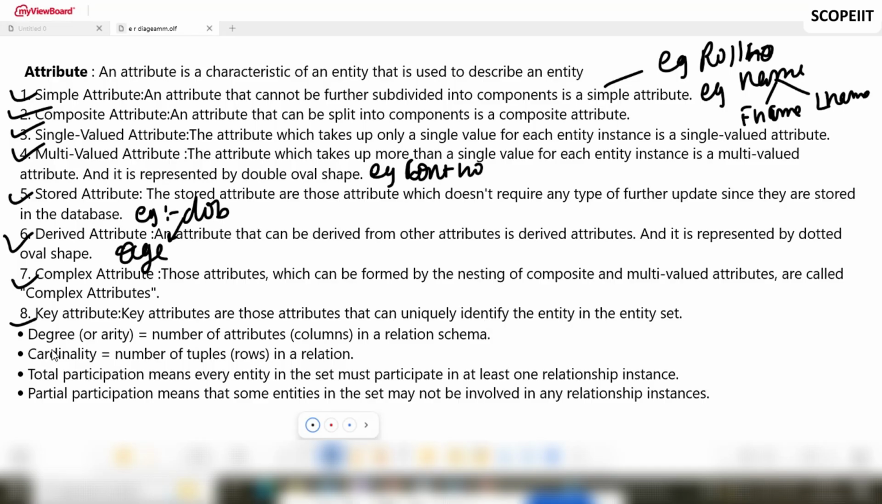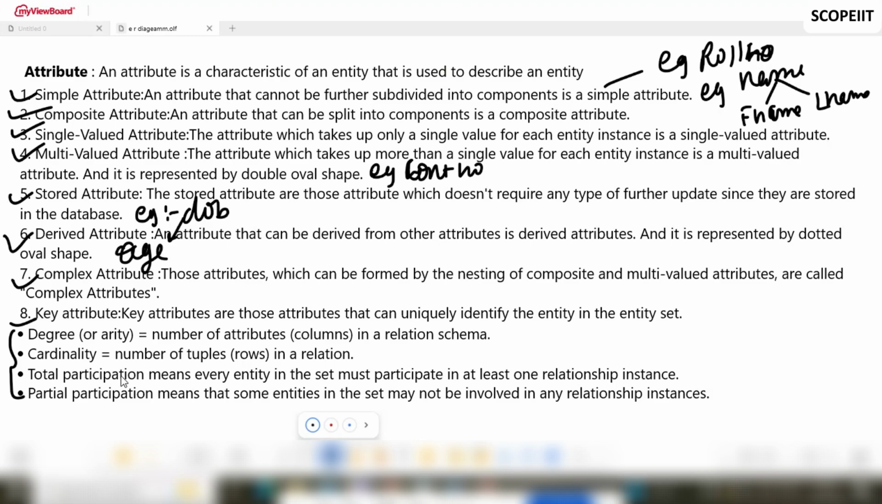Okay. Then these four points I have even written as a note. Degree. Degree means what? The number of attributes in the relation schema. So you can say in short, degree is nothing but the number of columns you are having in the table. And cardinality is the number of tuples. Tuple means rows in a relation.